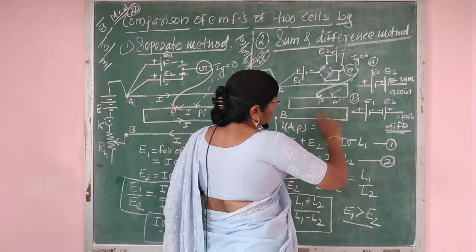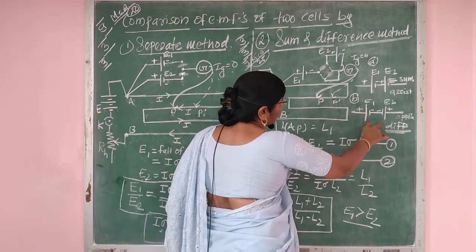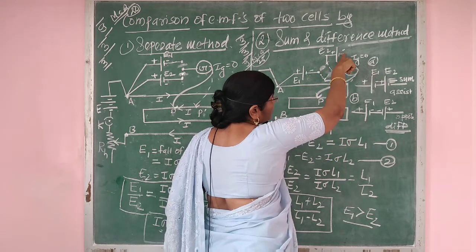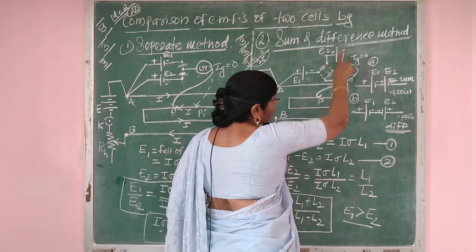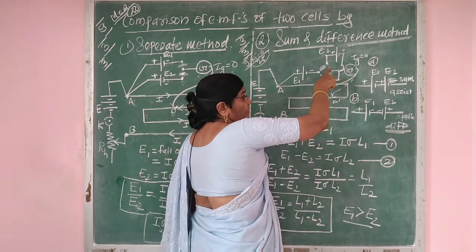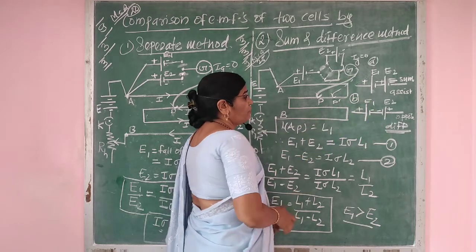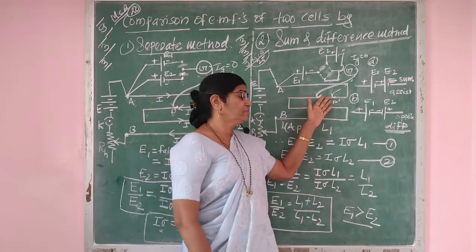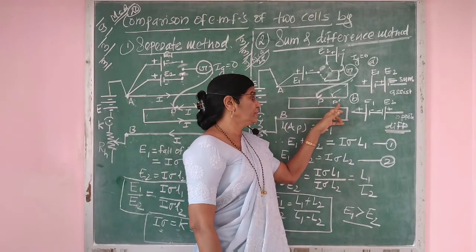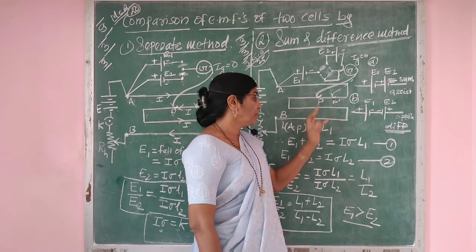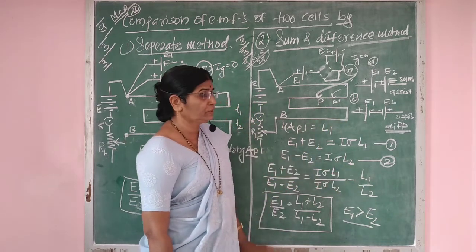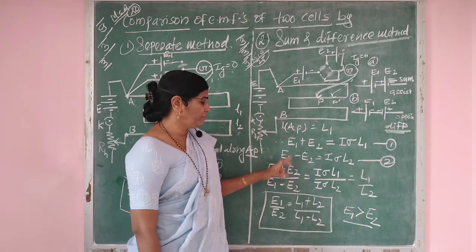After that, two cells are connected in such a way that they oppose each other, means negative terminal of the first cell is connected to negative terminal of the second cell, means we have to place this key and this key. At that time the two cells oppose each other. The balancing length will be observed at P dash. Measure the length AP dash, that is capital L2, and therefore E1 minus E2 is equal to I sigma L2, equation number 2. Divide equation 1 by 2.